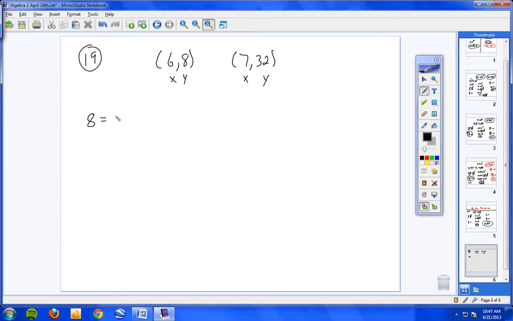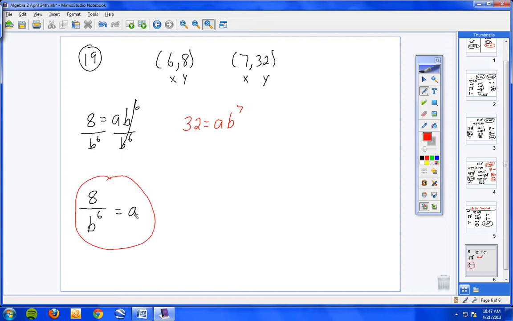So 8 equals ab to the 6th power. Now let's divide both sides by b to the 6th power to get a by itself. These cancel. And so we have done step 1. 8 over b to the 6th power equals a. Now let's go on to step 2. Step 2 says to substitute your other ordered pair into the equation. So 32 equals ab to the 7th power. And then step 2 also says to take this equation right here and substitute this part here for a.